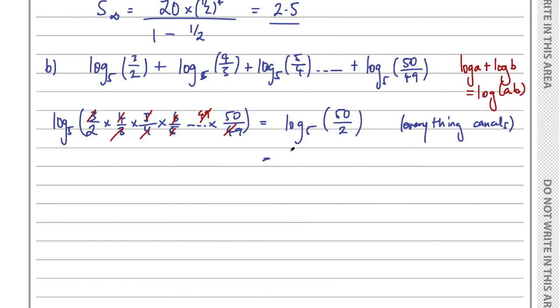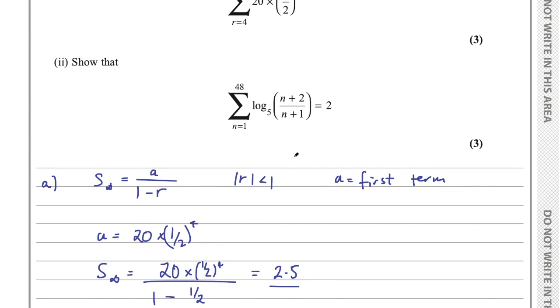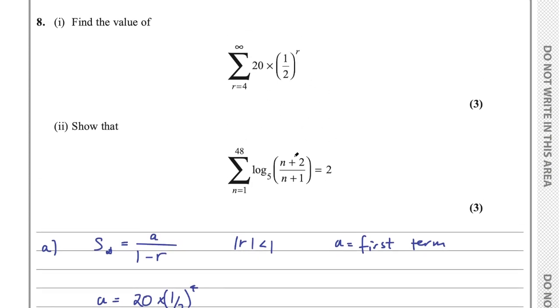And how can we write this? 50 on 2, that's 25. So log base 5 of 25. Hopefully you know how to evaluate logs. This is saying what is the power of 5 when I have the input of 25. Well, you know 5 squared is 25. So the power of 5 when I have the answer of 25 is 2. Okay, so there we go. We have shown that that sum is equal to 2. And that was question 8 for 6 marks.